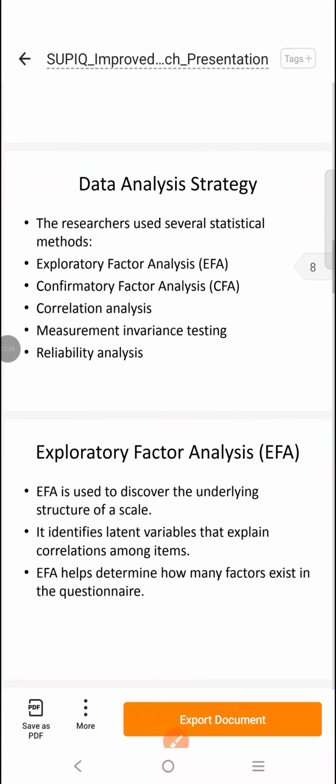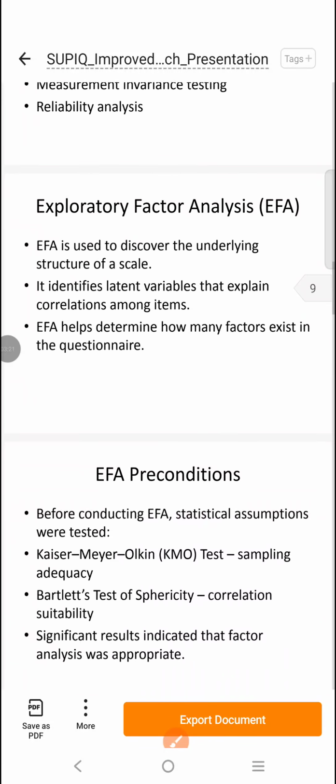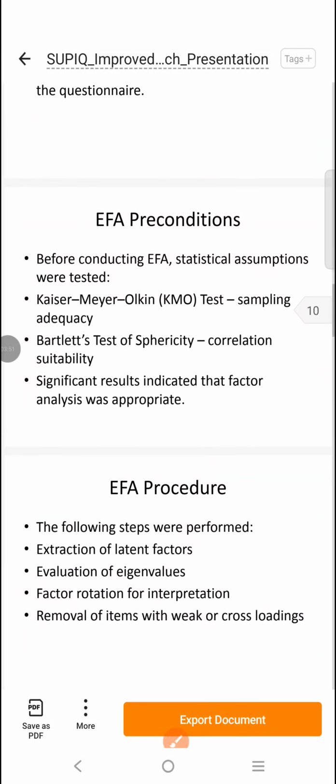Here is the data analysis strategy. The researcher used several statistical methods such as EFA, CFA, correlation analysis, measurement invariance testing, and reliability analysis. Now we have EFA and CFA, exploratory factor analysis and confirmatory factor analysis. These two processes are called the psychometric properties of the scale, and they are very, very important, essential and crucial for any kind of scale validity and scale reliability. So EFA has been done, and these were the preconditions of EFA.